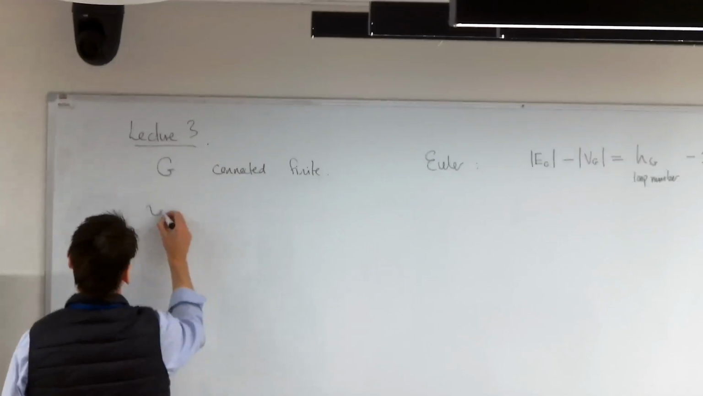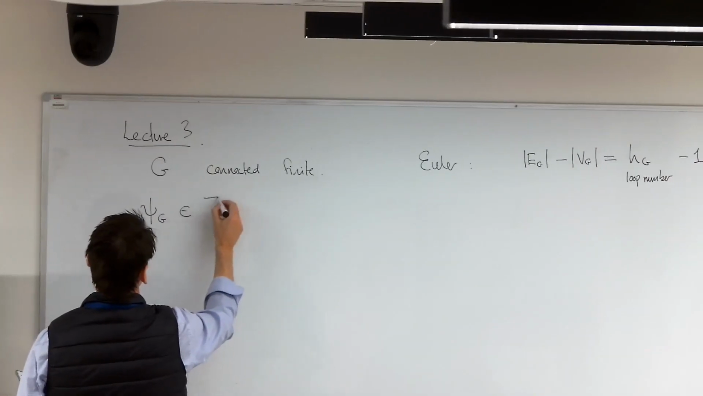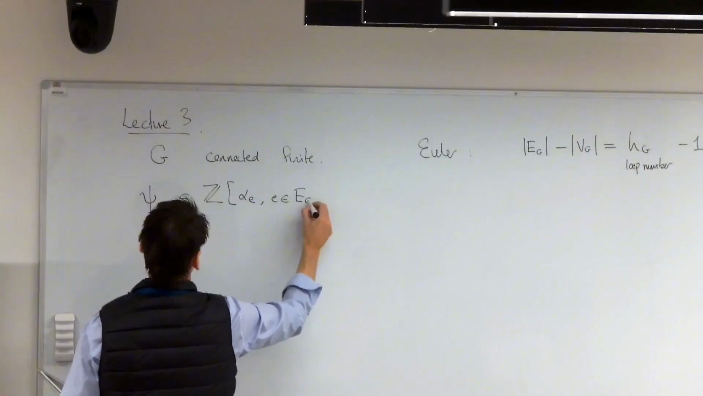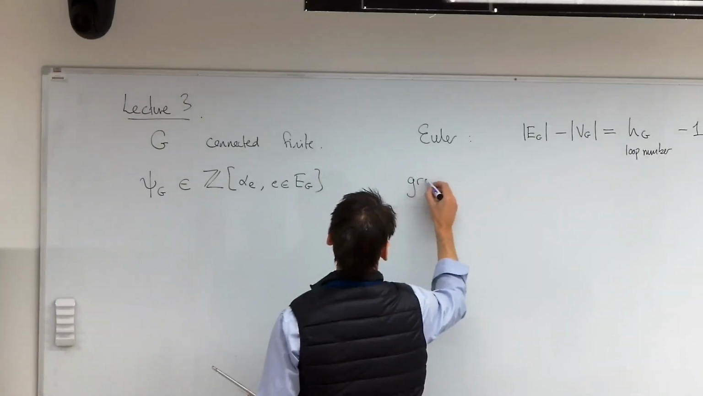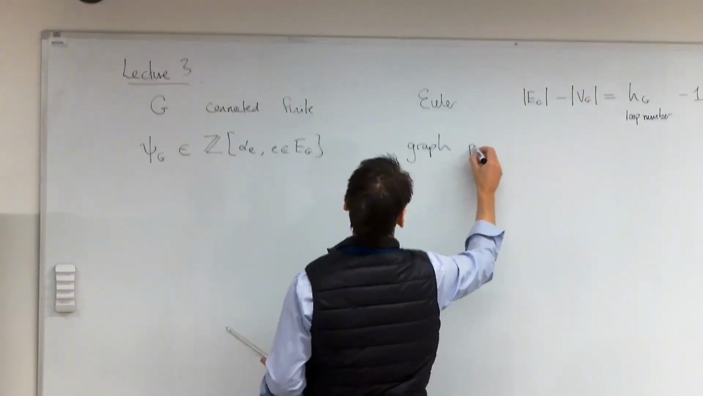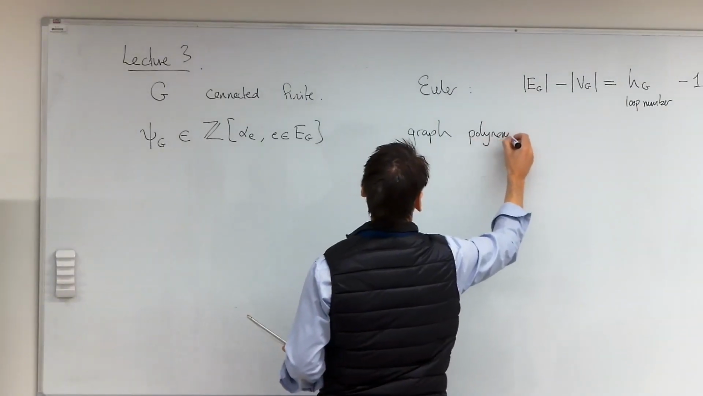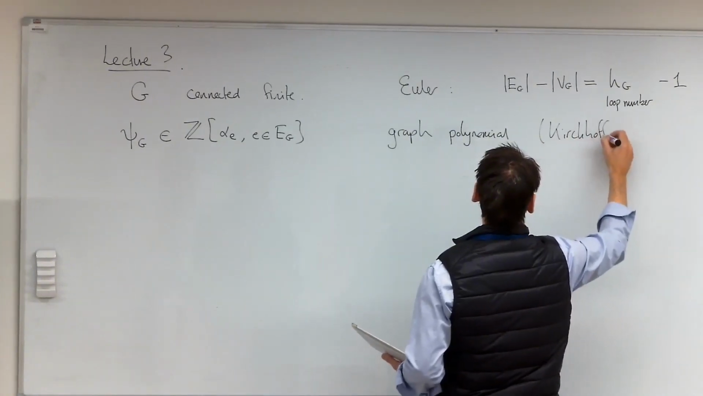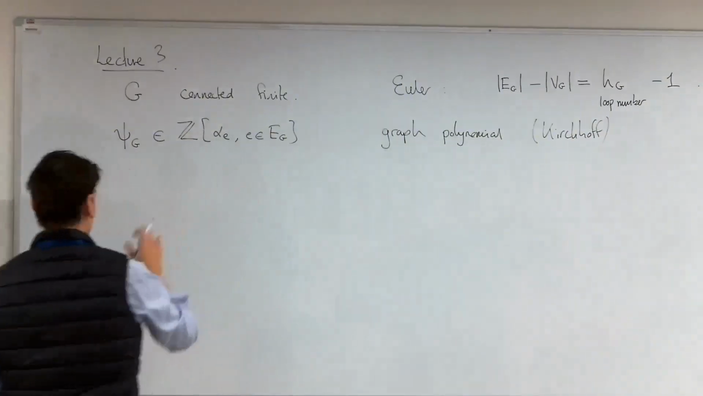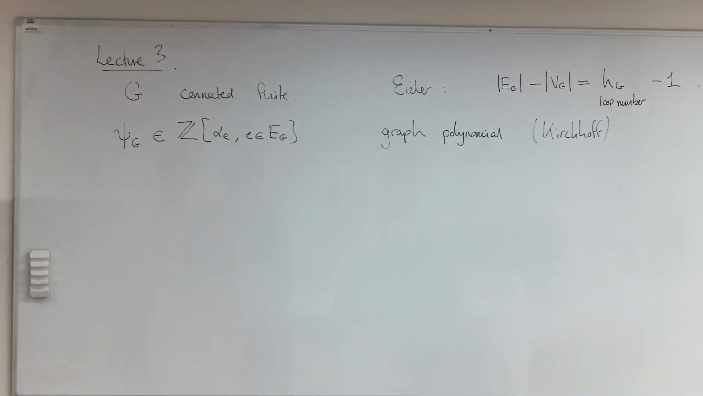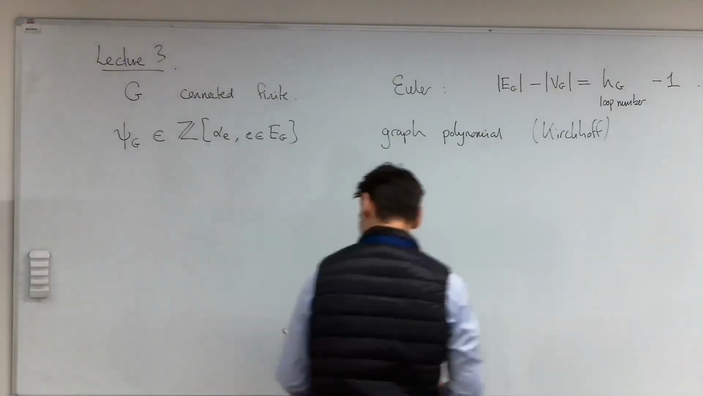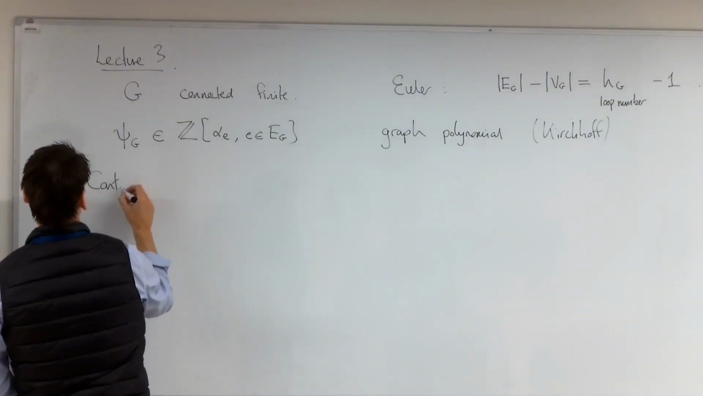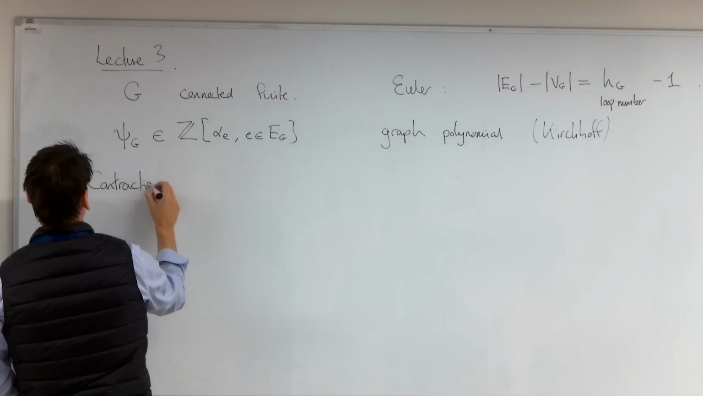So last time we introduced these polynomials, the graph polynomial or Kirchhoff polynomial. And I'd like to talk about some properties of these polynomials for a bit, and then we'll go back to some sort of number theory and start putting things together. So the first property is very simple but important, called contraction deletion.